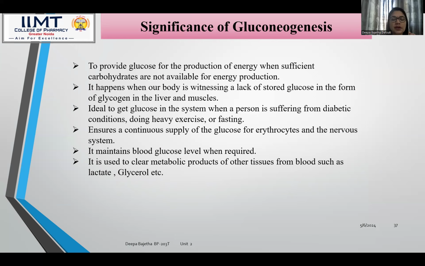It happens when our body is witnessing a lack of stored glucose in the form of glycogen in the liver and muscles. It is ideal to get glucose into the system when a person is suffering from a diabetic condition, doing heavy exercise, or fasting. It ensures a continuous supply of glucose for erythrocytes and the nervous system. It maintains blood glucose level when required. It is used to clear metabolic products of other tissues from the blood, such as lactate and glycerol.